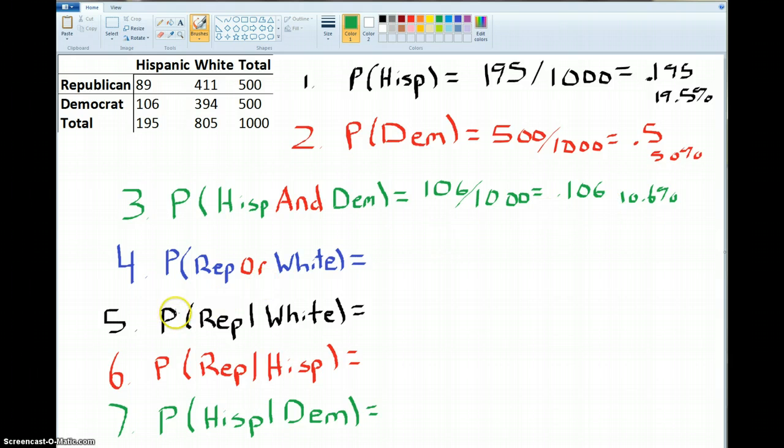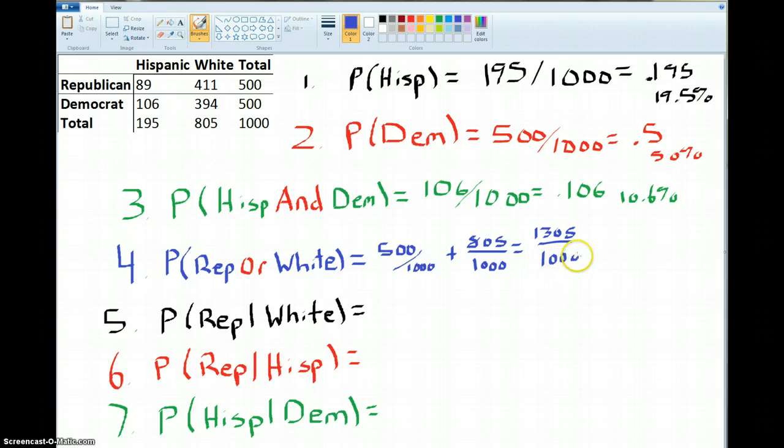All right. What is the probability that you selected someone here in number 4 that's a Republican or they're white? Well, what's the chances you get a Republican? There's 500 Republicans. So your chances there is 500 out of 1,000. And then what's the chances we get someone who's white? There's 805 white people total out of 1,000. Now, what happens if we just add those two together? We get something that doesn't make sense. 1,305 out of 1,000.